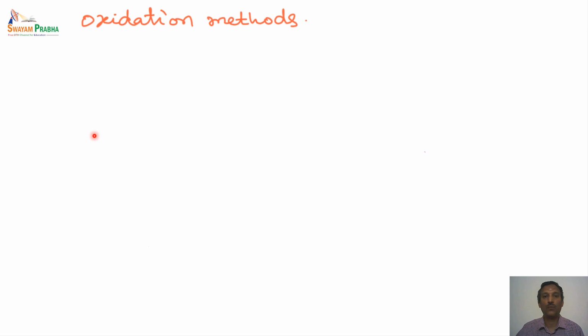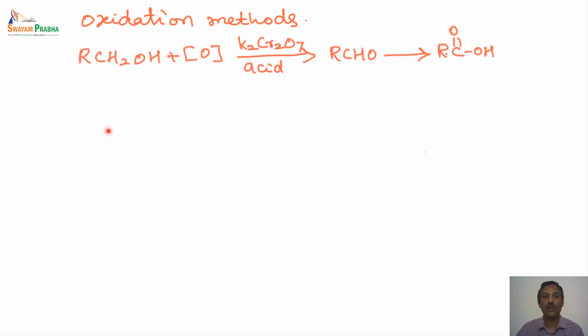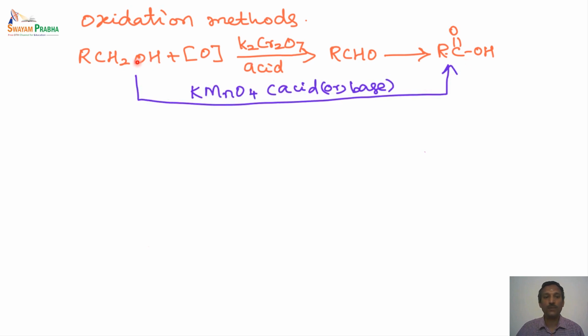Then we will also look at a few other oxidation methods. In this case, the primary alcohol can be oxidized using potassium dichromate, which can give an aldehyde. Of course, this aldehyde is never isolated. This undergoes direct oxidation to produce the corresponding carboxylic acid. And the primary alcohol can also be directly oxidized to carboxylic acid using KMnO4 either under acidic or basic conditions. So this is also another method. So these two are very good or strong oxidizing agents.